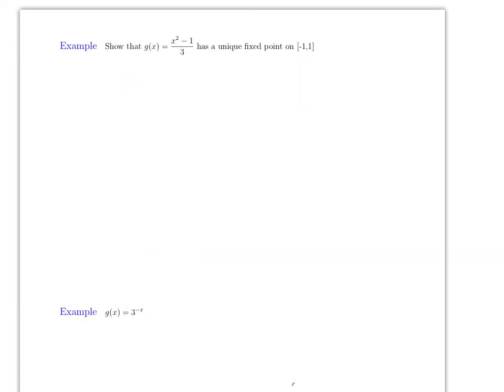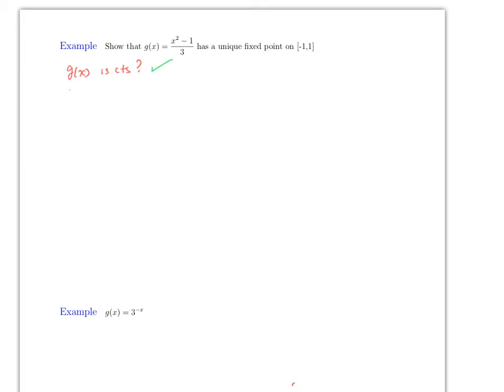Okay, let's try an example where we use the previous theorem. So the question is this: show that G of x, defined to be this, has a unique fixed point between -1 and 1. So the first thing we have to check is, is G of x continuous? And the answer is yes, because we're not dividing by 0. The domain of this function is actually all the real numbers. And in either case, we only care that it's continuous in here, so this is fine.